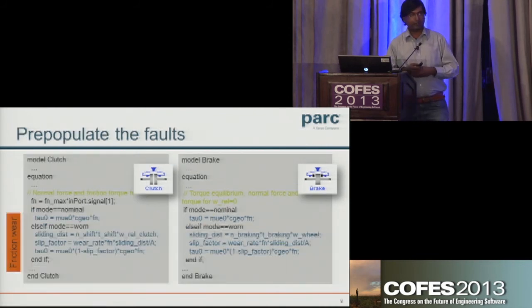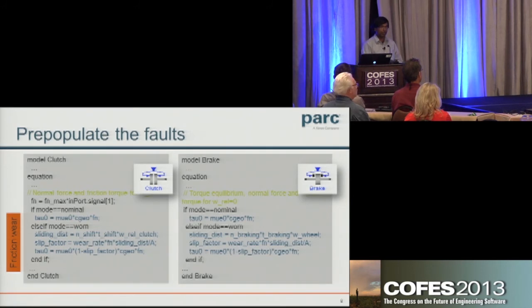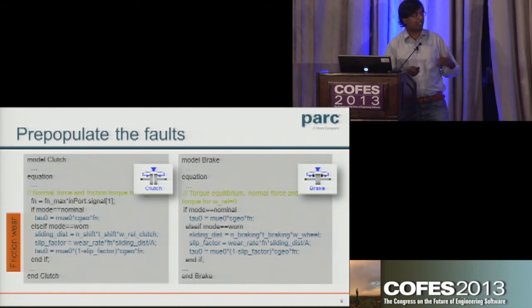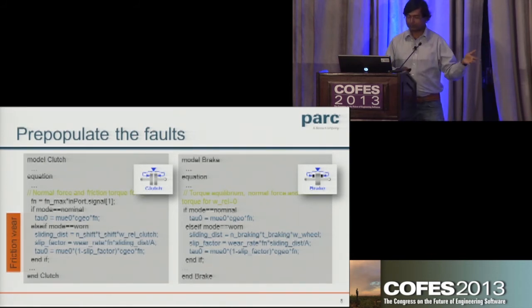So can you analyze them in a formal manner and pre-populate the faults in it? Here's an example just for friction wear. Again, you have multiple modes here. We preserve the normal mode, the equations that existed before, and we went in and added one extra mode called worn. What happens there? Well, look at the last equation. The torque variable tau is a product of mu, a constant C, and Fn as before, but now the coefficient of friction mu is modified by a slip factor, which is a product of a wear rate, the normal force, and a sliding distance.